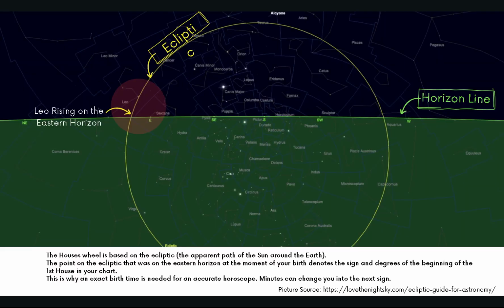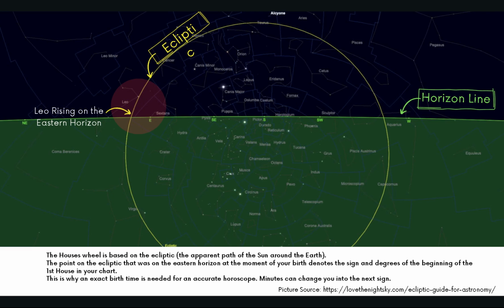This is an example of what we're talking about when we talk about a snapshot of the sky when you were born. So this is the constellations. Here we have the horizon line, and then you can see the circular ecliptic line. And that's where the sun follows the path around the earth. So you can see there on the left-hand side, there is the constellation of Leo. And so if this was a birth chart, we would say that this person is a Leo rising. And that is because the constellation of Leo is rising on the eastern horizon at the exact time of their birth.